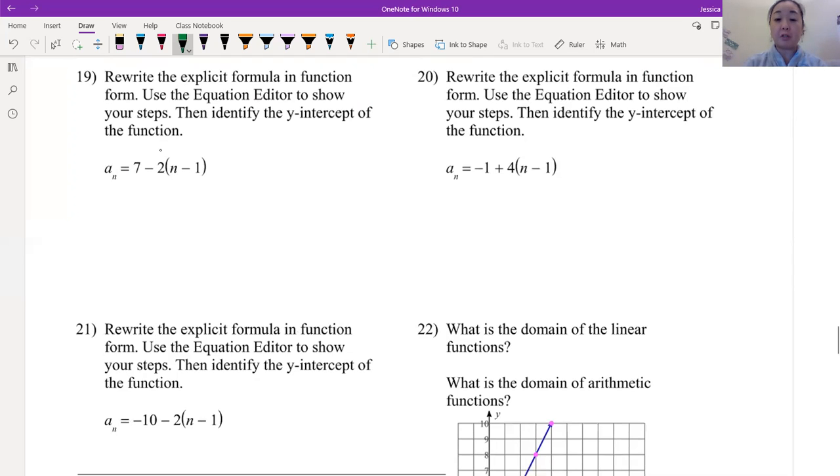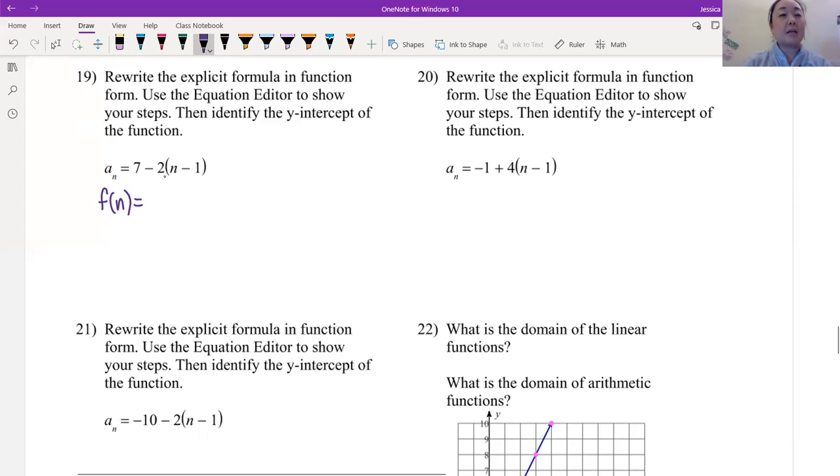So this should look familiar to you. And we're going to write in function form. And then it says, then identify the y-intercept of the function. So make sure you do that part. You got to make sure you read all that stuff. So a sub n, and honestly, if this isn't function notation, we're just going to change it right now. So this is just going to be f of n. So now it's in function notation.